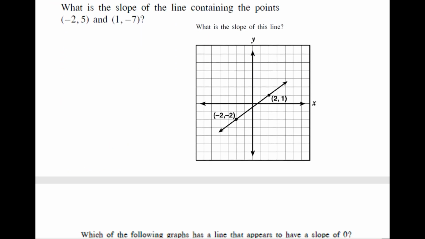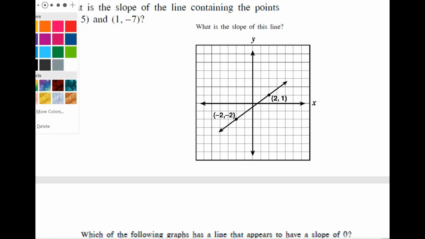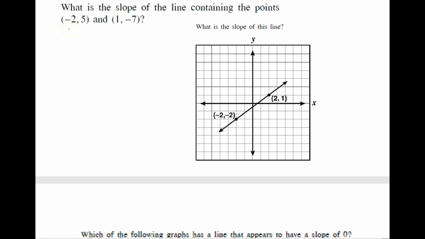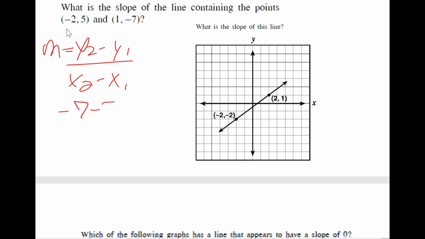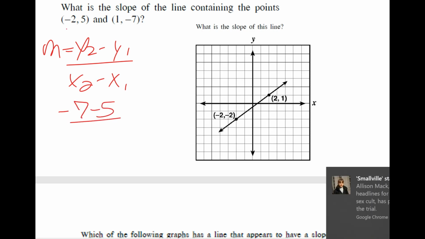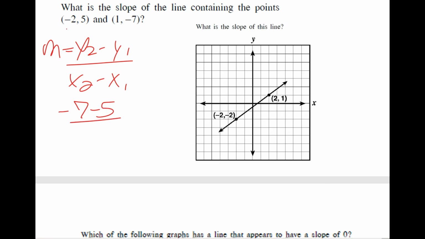What is the slope of a line containing the points? Look at here. We're going back to red. Red means to write it. All right. What is the slope? So the slope formula is m is equal to y sub 2 minus y sub 1 over x sub 2 minus x sub 1. So we just plug in -7 minus 5 over 1 minus -2. -7 minus 5 is -12, and then 1 minus -2 is +3. So my slope would be -4.